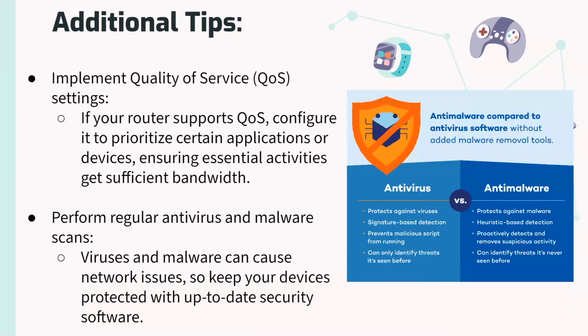You can implement quality of service settings. If your router supports quality of service, you can configure it to prioritize certain applications or devices, ensuring essential activities get sufficient bandwidth. You can perform regular antivirus and malware scans. Viruses and malware can cause network issues, so keep your devices protected with up-to-date security software.